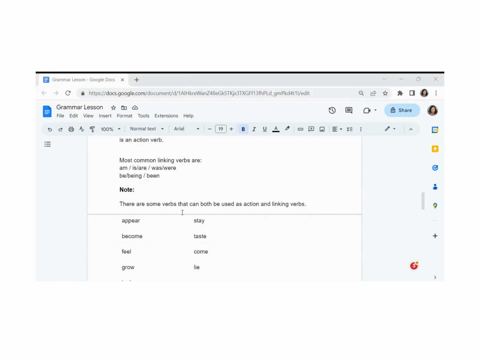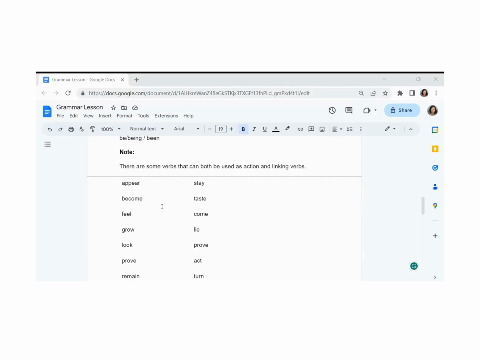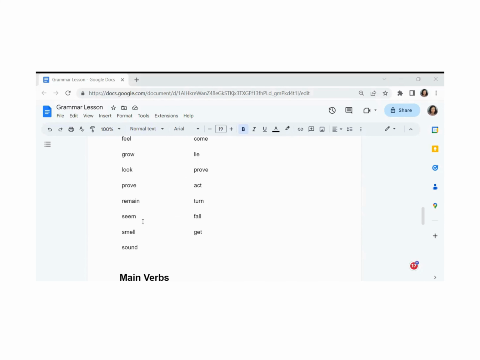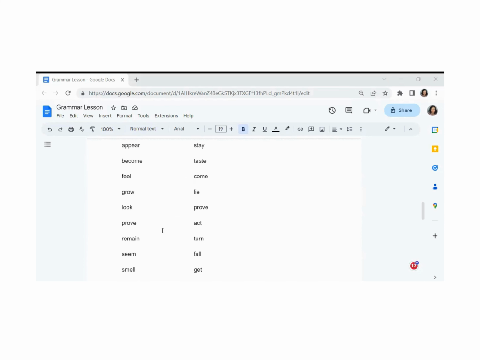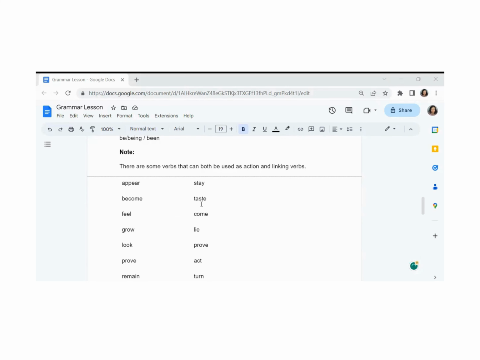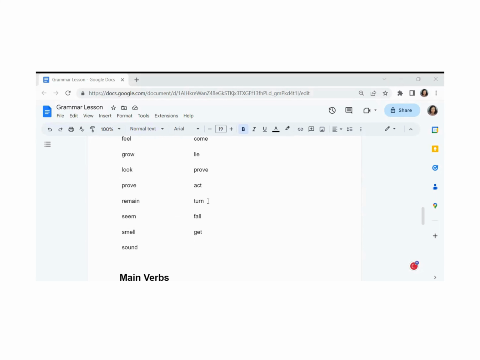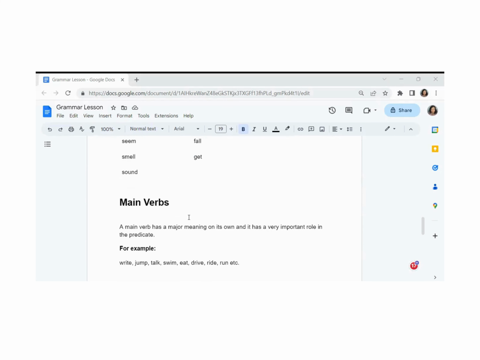Note, there are some verbs that can be used as both action and linking verbs. And they are appear, become, feel, grow, look, prove, remain, seem, smell, sound, stay, taste, come, lie, act, turn, fall, get.